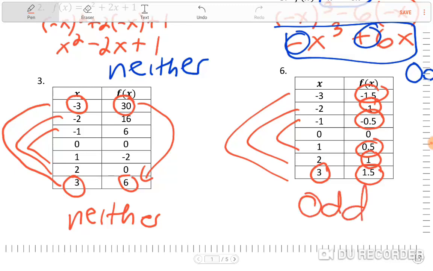If the outputs would have been the same, so if I would have had like a negative 1.5 and a negative 1.5, a negative 1 and a negative 1, if they would have been the same output, whether x is positive or negative, then we would have been looking at an even function. Okay. Let's go to the next page.